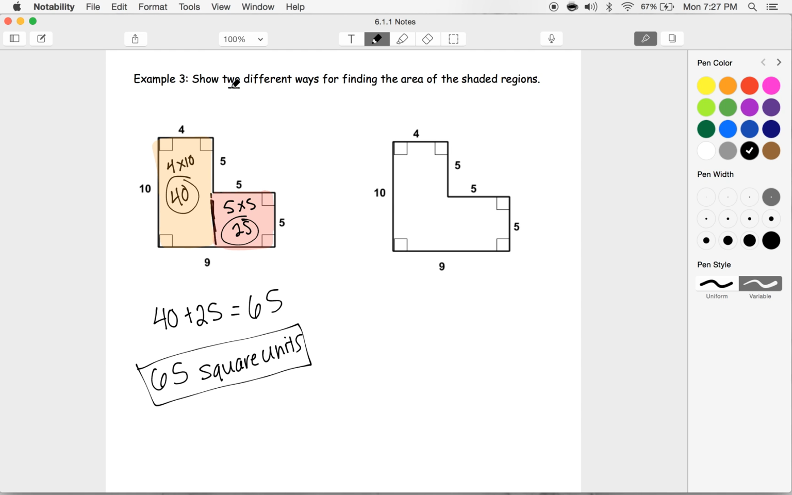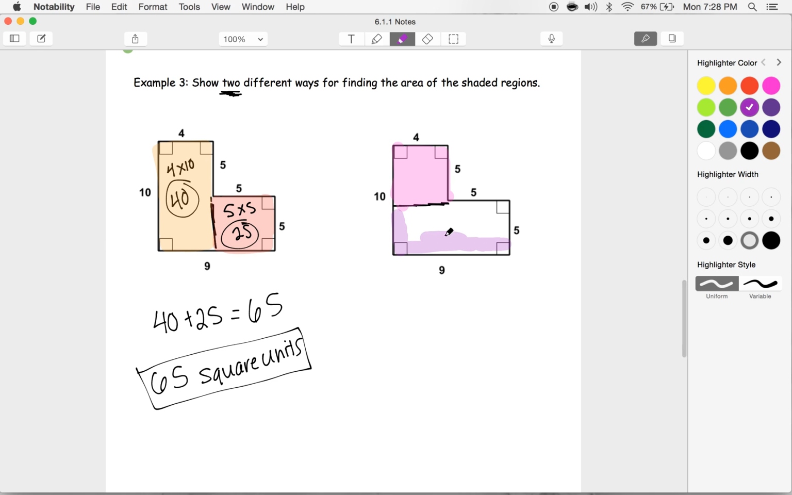All right, so this is asking us to do this in 2 different ways. So I need to look at it again and see if there's another way I can break it down. And I can actually go this way. So then this is going to give me this little top piece here. Then it's also going to give me this little bottom piece. There we go.